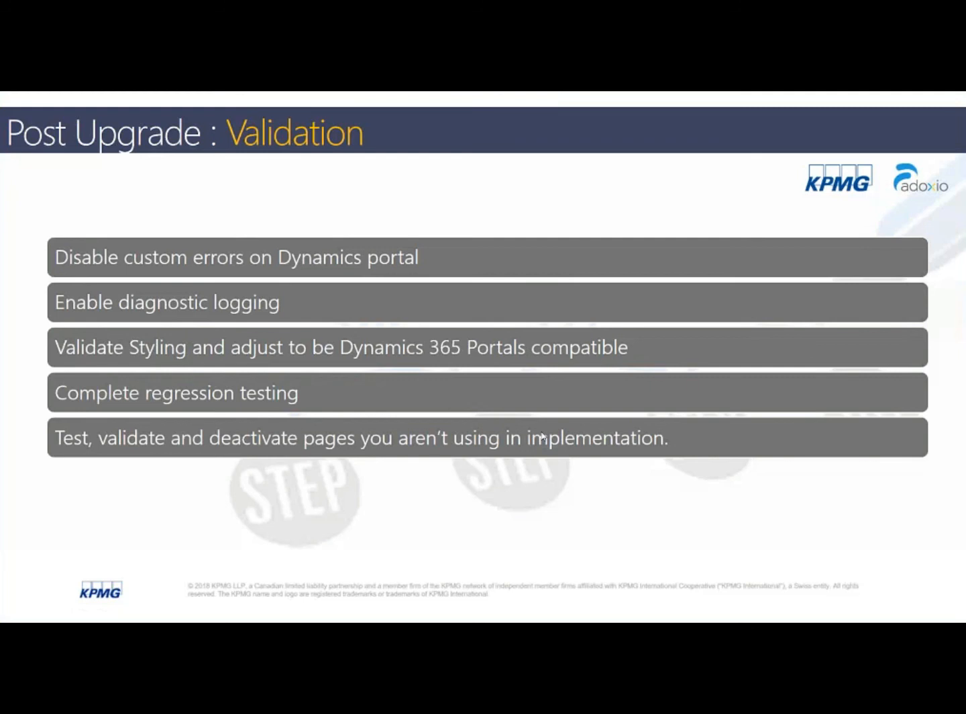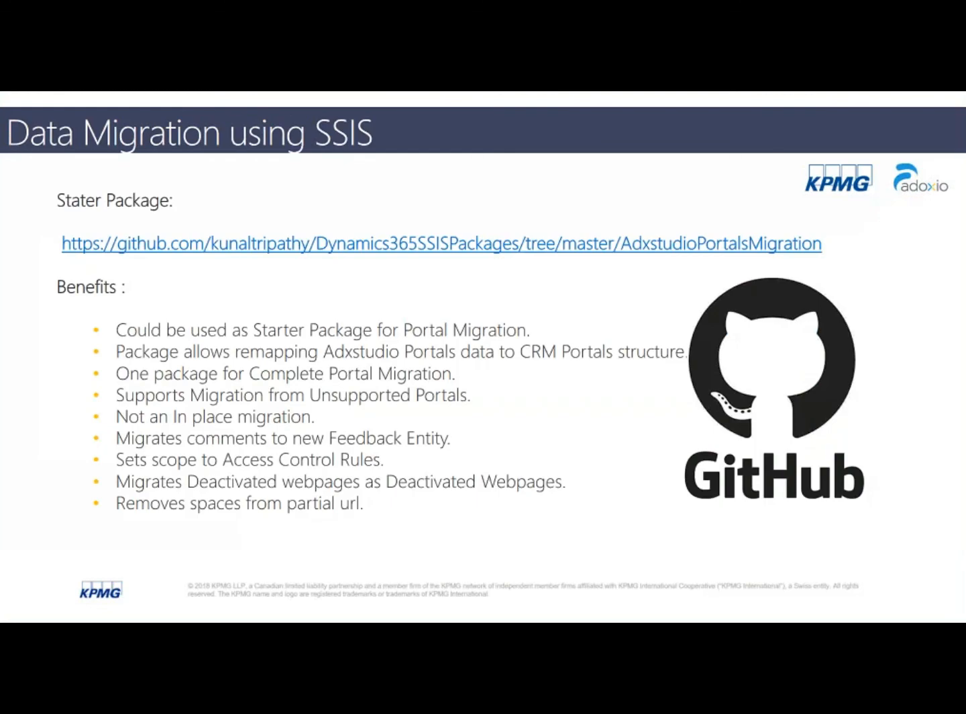A complete regression testing: not only test that the feature that you need is working, but also say there is nothing else that you actually don't want. There are some random pages which are available which you actually didn't need, which came with the part of Dynamics 365. So you can do a complete regression testing. Test, validate, and deactivate pages that you are not using in the implementation. So if you have some pages that you are not using, then test them, validate them, and deactivate them. Okay, and that will help.